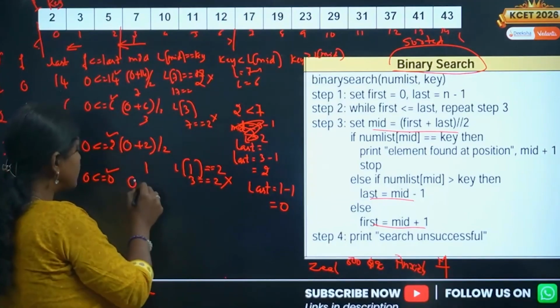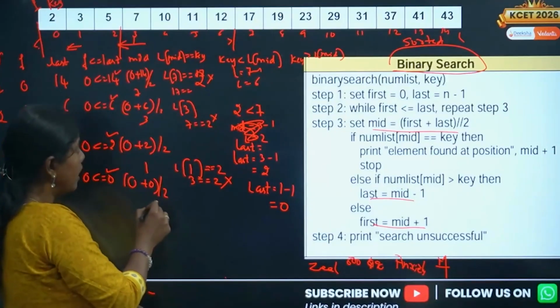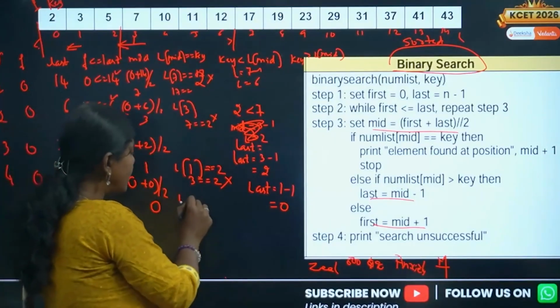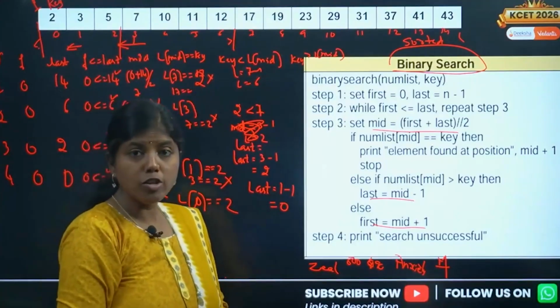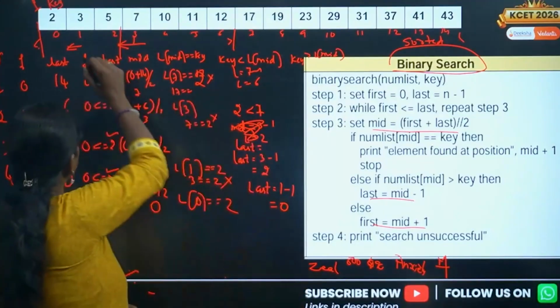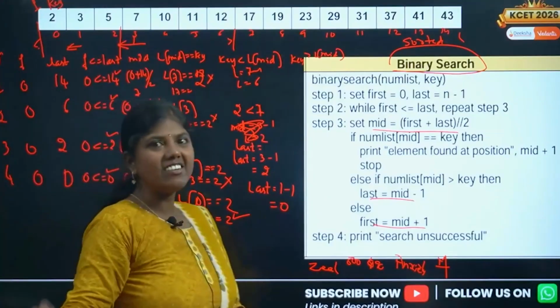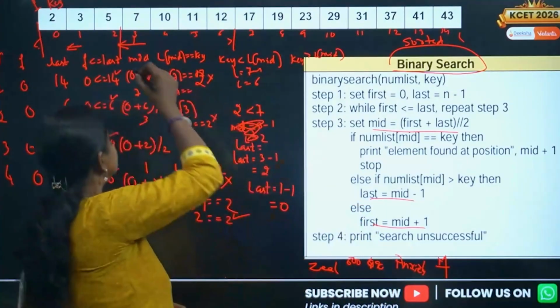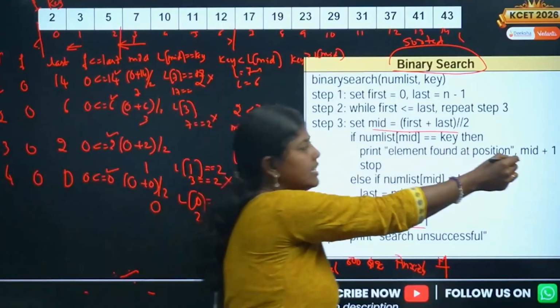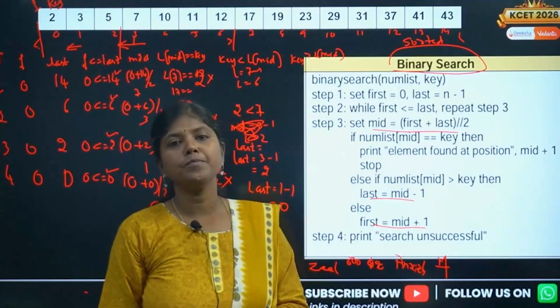So now 0 plus 0 by 2. What is 0 plus 0 by 2? 0 only. I've got the mid as 0. L of 0 equal to 2. Yes, L of 0 equal to 2. 2 equal to 2 satisfies the condition. We have got it. Just say that element is found at 0th position, or we may say that 0 plus 1, it is found in the first position.